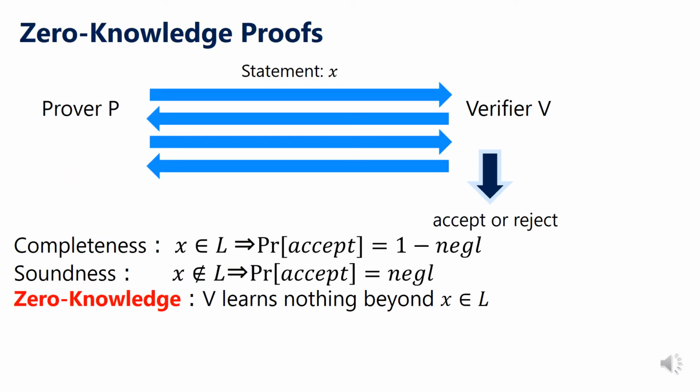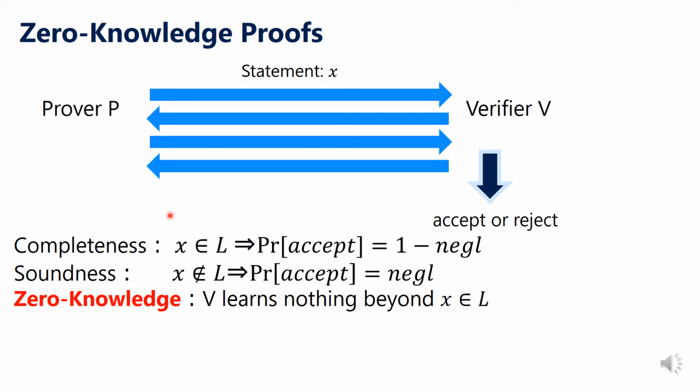First, let me recall what zero knowledge proofs are. Zero knowledge proofs are interactive protocols between two parties called the prover and the verifier, where the prover tries to convince the verifier that a given statement X belongs to some language L. We require zero knowledge proofs to satisfy the following three properties.